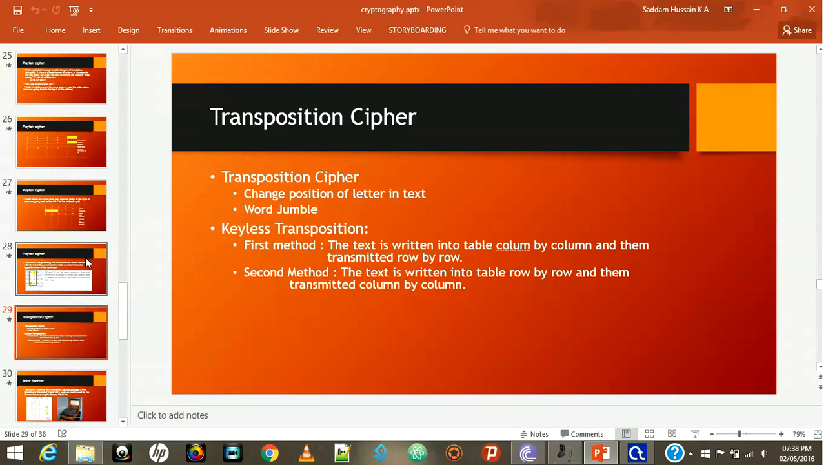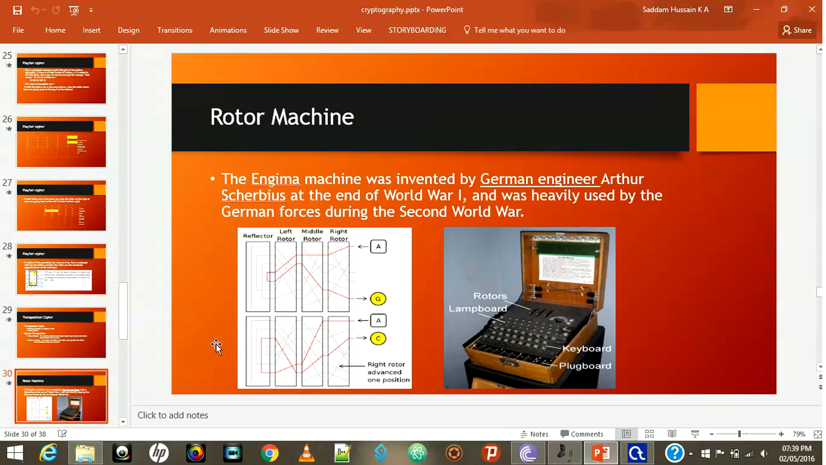The first method is: we write in the table column by column, then it is transmitted row by row. The second method is: the text is written into the table row by row. First we wrote column by column and transmitted row by row. Here we are first writing it in the table row by row and then transmitting it column by column. Okay, understood? This is the transposition cipher.